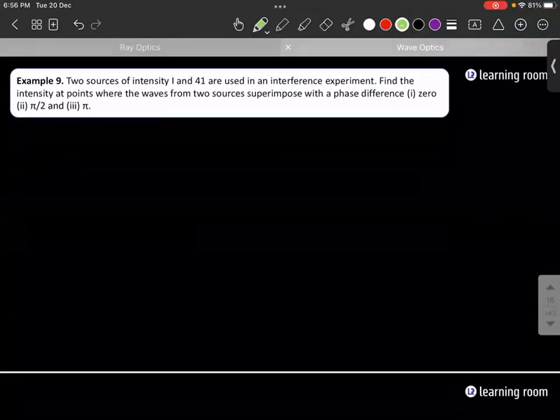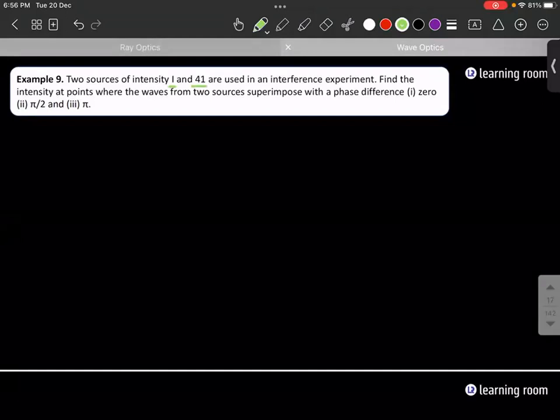Now, two sources of intensity I and 4I are used in an interference experiment. Find the intensity at points where the waves from the two sources superpose with a phase difference of 0, pi by 2 and pi. Okay. So shall we do the first one?